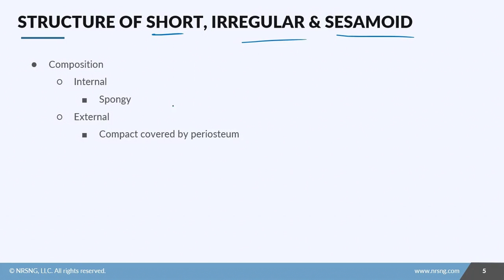When we're talking about other types of bones, so your short, irregular, and sesamoid bones, the composition is essentially the same throughout all of these. You have bone on the outside, you have the internal spongy trabecular component of bone, and then you have the external bone. So you've got that compact bone that's covered by the periosteum, and that helps to make that bone hard.